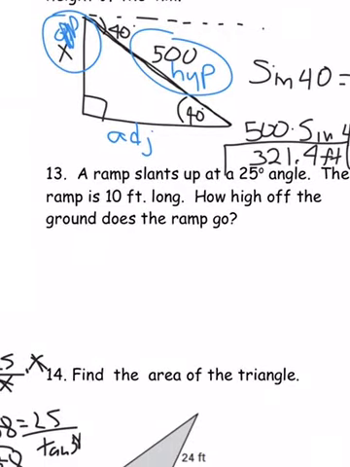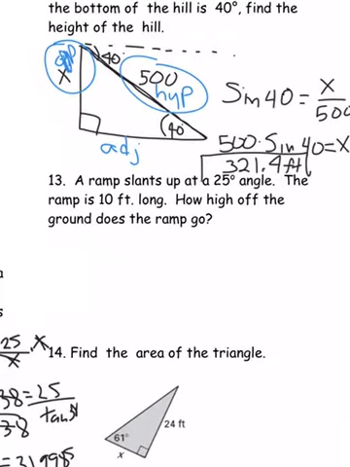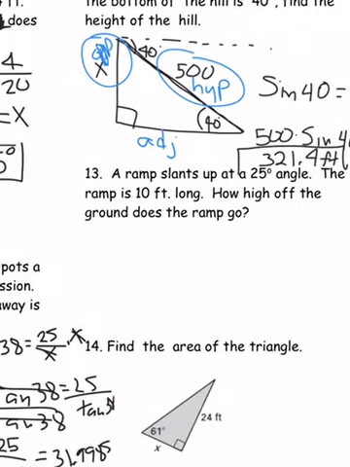A ramp slants up at a 25-degree angle. The ramp is 10 feet long. How high off the ground does the ramp go? So, ramp on the ground, 25-degree angle.